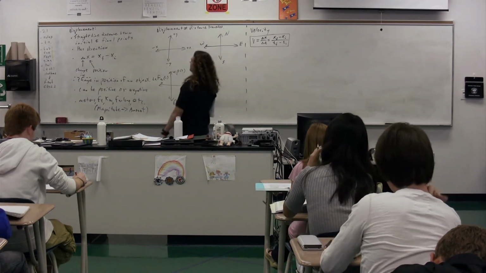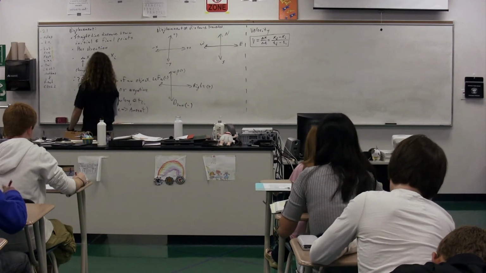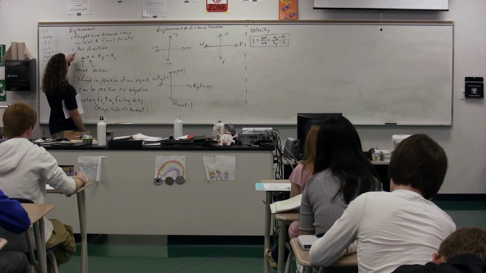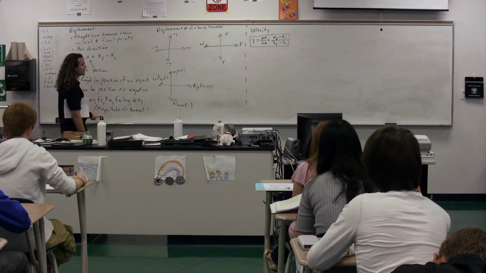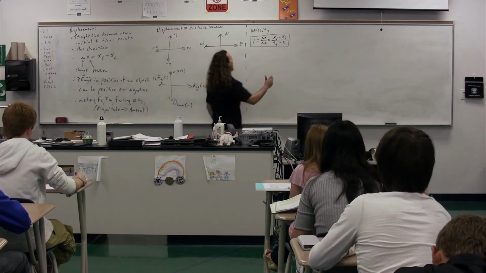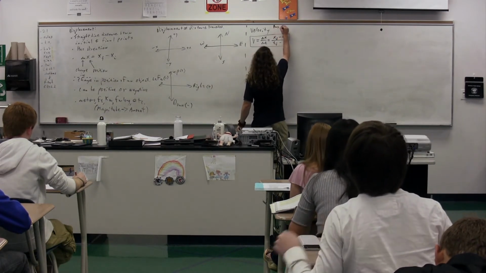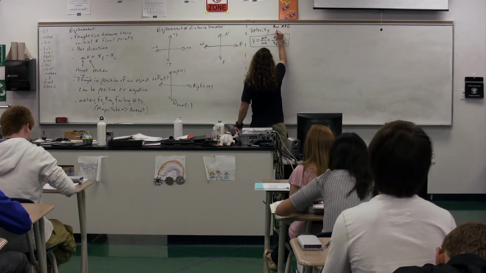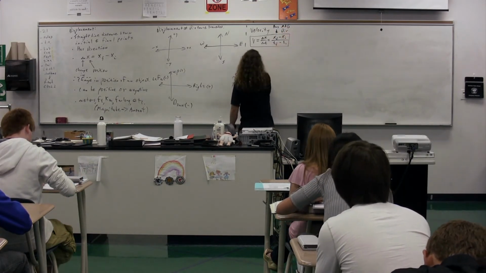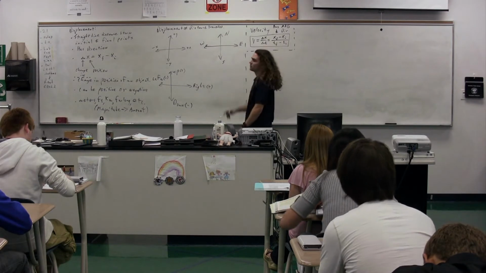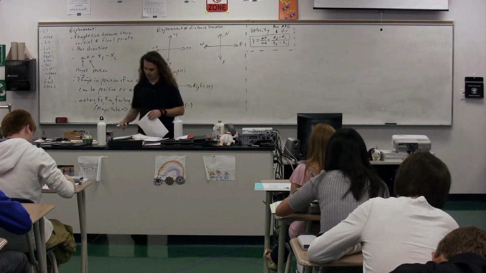Let's see. So velocity is equal to displacement over time, and displacement has both direction and magnitude, which means that velocity has both magnitude and direction, just like displacement has both magnitude and direction.